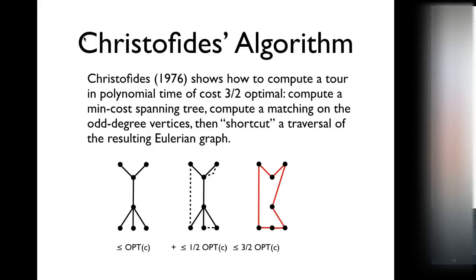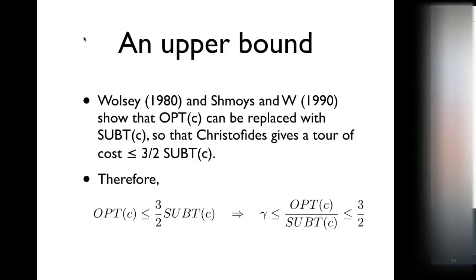Okay, so this is Christofides' algorithm. But what I claimed I was trying to do was give you an upper bound on the cost of this integrality gap. So how do we get that?